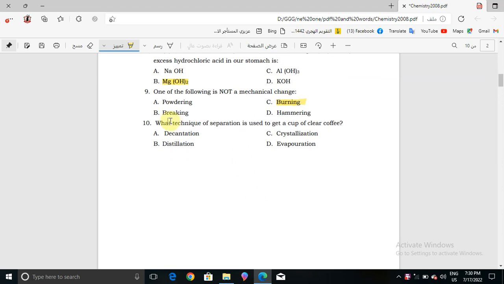Now question number 10, which technique of separation is used to get a cup of clear coffee? It will be decantation, and it's also written in the grade 7 textbook. You will see it in the unit 2 textbook of grade 7.